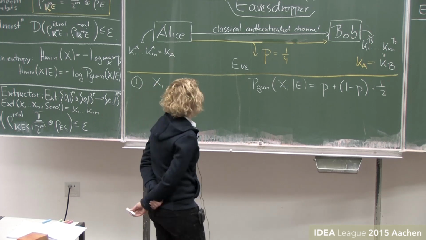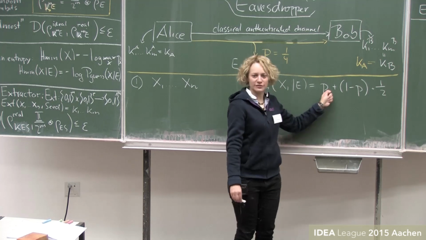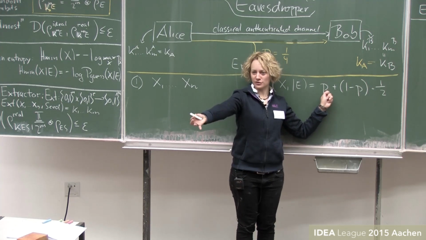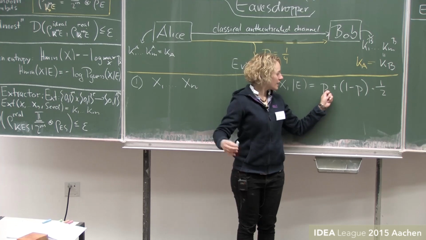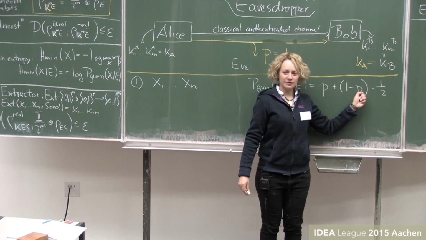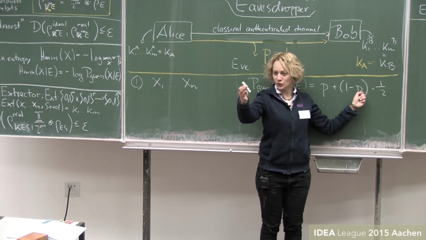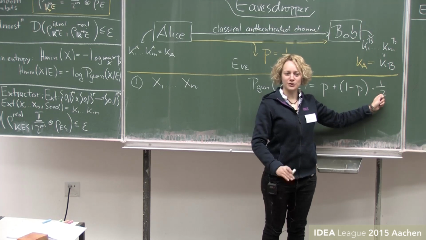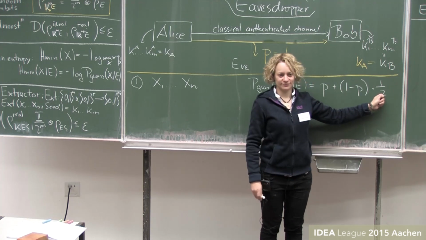So you can think that what Eve is going to do, if she sees that she's successful, which happens with probability p, then she just outputs this as her guess. In fact, it's correct. And with probability 1 minus p, she's going to fail, and she knows that she failed. And then she's just going to make a random guess. She's going to flip a coin, and this will be her guess for the bit.